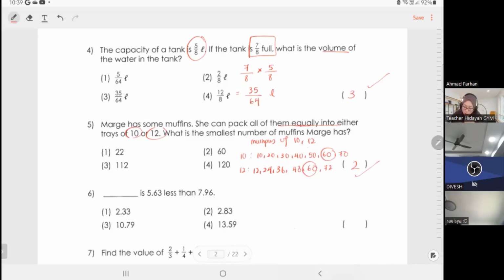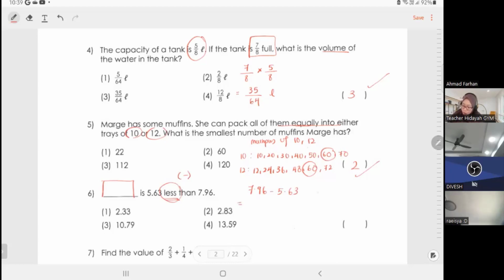Now, number 6. What is 5.63 less than 7.96? Less means you subtract. Okay. Even though the blank is in front. I know some of you think the blank is in front, so must add. Please read what they're asking you. Less. That number in front is 5.63 less than the number behind. Okay, so you subtract 7.96 minus 5.63.